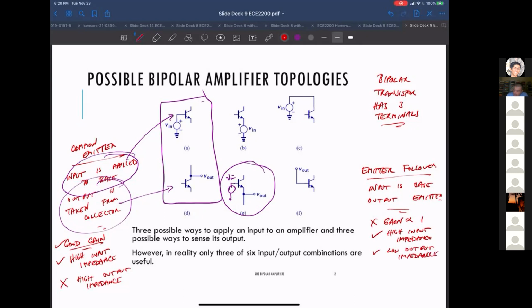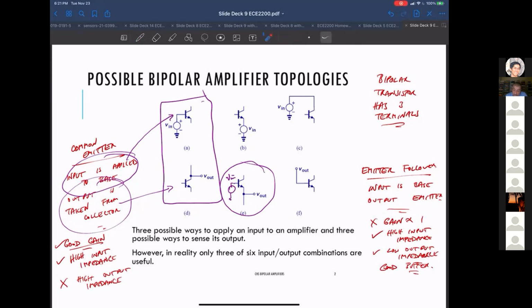So what this means is this is a good buffer. And what is a buffer? A buffer is something you put between two stages to help you interface the two stages.